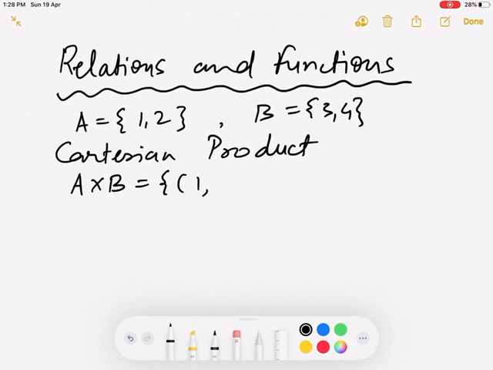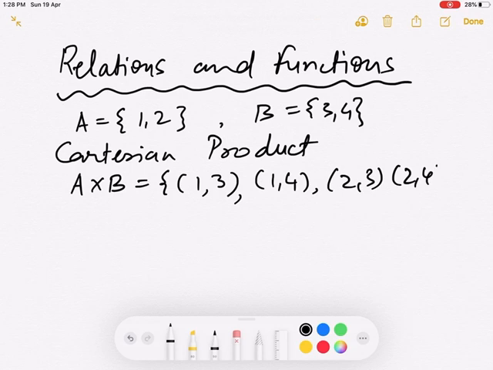Now if we write in that manner, then for the first element from A we can take 1 or 2, and for the second element from B we can take 3 or 4. So let us first form the ordered pair (1, 3), then we can also form (1, 4), then (2, 3), and then (2, 4). So these four ordered pairs together make up the Cartesian product of the two sets A and B.